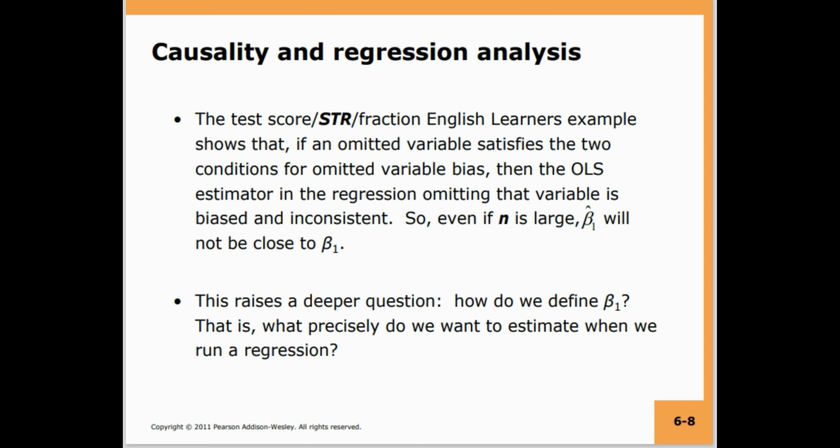So this example shows that if an omitted variable satisfies the two conditions for omitted variable bias, then the OLS estimator in the regression omitting that variable is biased and inconsistent. This is important to remember: in the smaller regression, where you have not considered the z variable, the estimates of beta hat that you have got may not be accurate estimates. So how do we define this estimated beta 1 hat that we are trying to estimate?